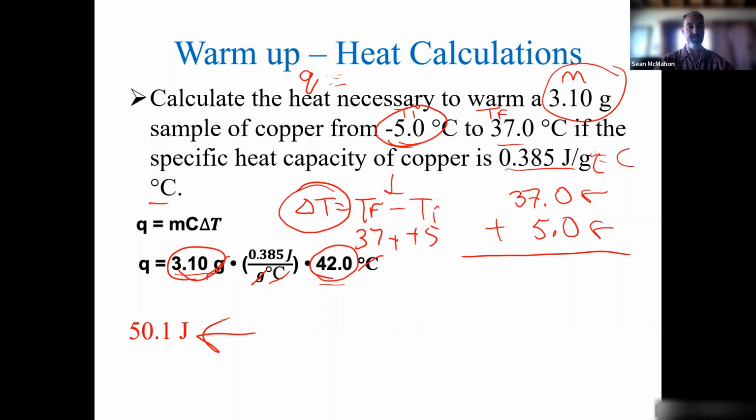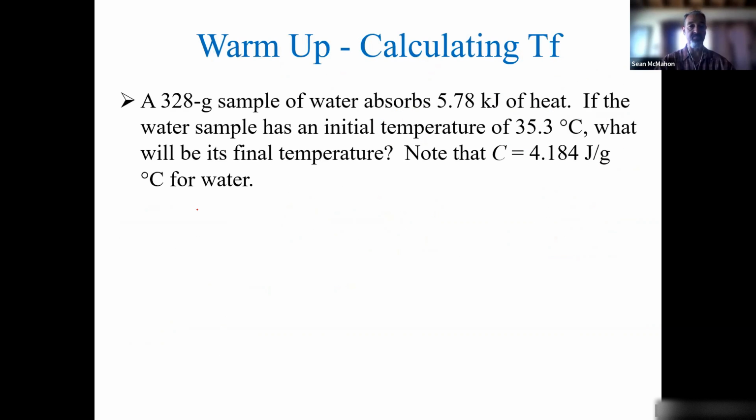Let's do another one, because you're not always going to be asked to solve for heat. I think in the last lecture, we had you solve for specific heat. Let's do one where we're trying to figure out the final temperature. I have a 328 gram sample of water and it absorbs 5.78 kilojoules of heat. If the water sample has an initial temperature of 35.3 degrees Celsius, what will be its final temperature?